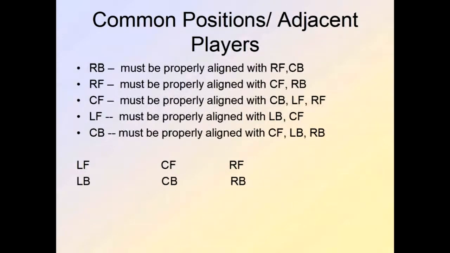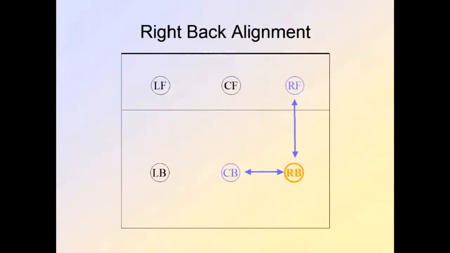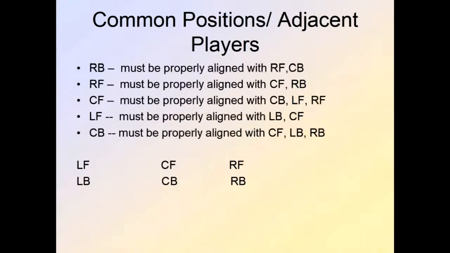This table will help you in identifying the adjacent players and their common positions and who they must be properly aligned with. The right back must be properly aligned with the right front and the center back. The right front must be properly aligned with the center front and the right back. The center front then must be properly aligned with the center back, and the front row players to the left of him, left front, or to the right of them, right front.